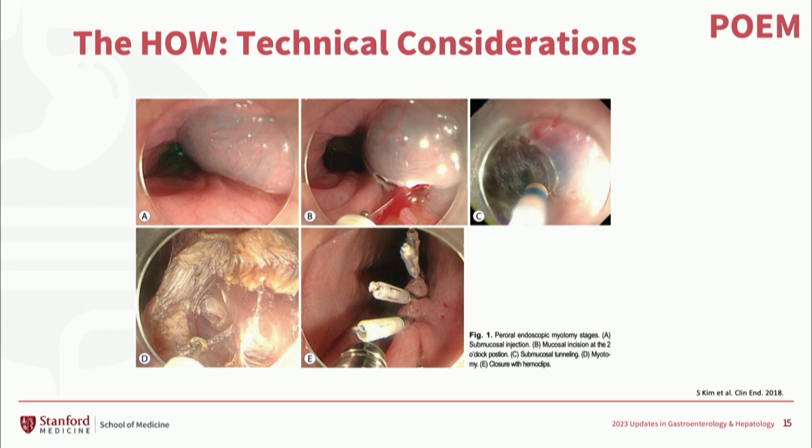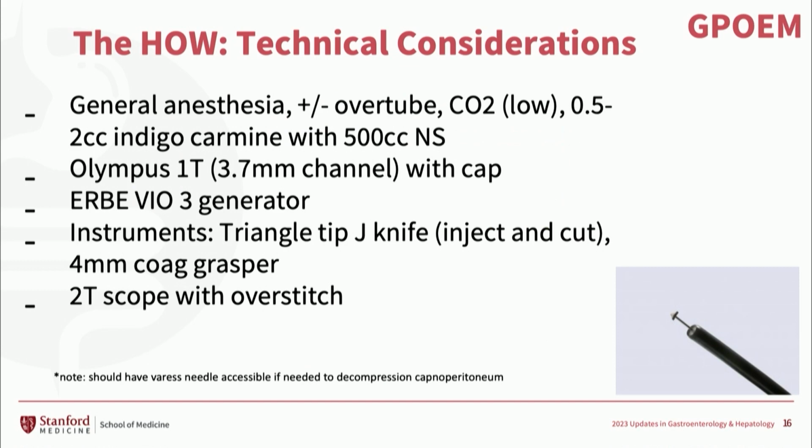You can see some cautery on the longitudinal, but then intact longitudinal muscular plane there, and then the clips showing that mucosotomy closure. Now for GPOEM, again, patients will be intubated on general anesthesia, will protect the airway. We do routinely use the overtube for this procedure. Again, low CO2 insufflation, same indigo carmine mix, but we do use a larger scope more routinely.